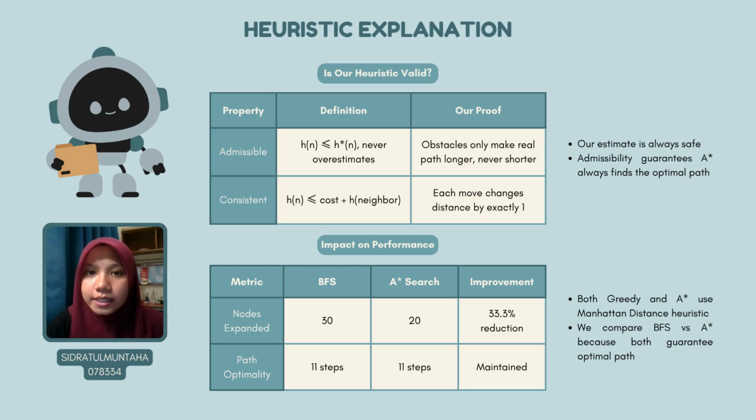BFS had no guidance, so it blindly expanded 30 nodes. A star used Manhattan distance to focus only on the promising directions, cutting that down to 20 nodes, a 33% improvement, while still finding the exact same optimal 11-step path. Now that we have seen how the heuristic works, let's move on to the full performance comparison where we evaluate all 4 algorithms together.